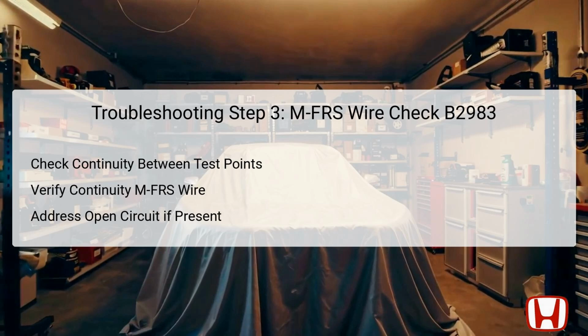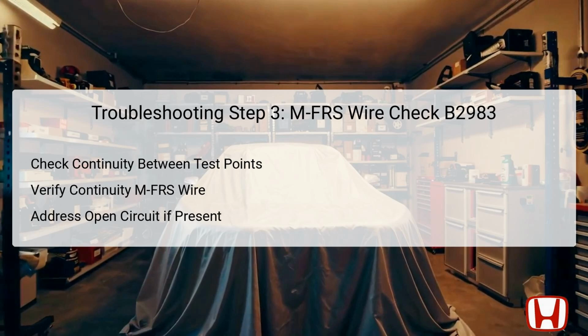This time, focus on checking continuity between Climate Control Unit Connector B, pin 18, and the female terminal number 4 of the recirculation control motor connector. If continuity is confirmed, you can proceed knowing that the MFRS wire is functioning and not open. However, if the continuity check fails, this confirms the presence of a break in the MFRS wire.